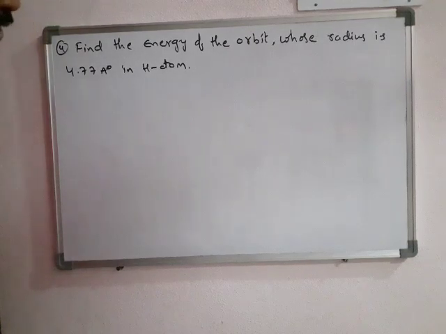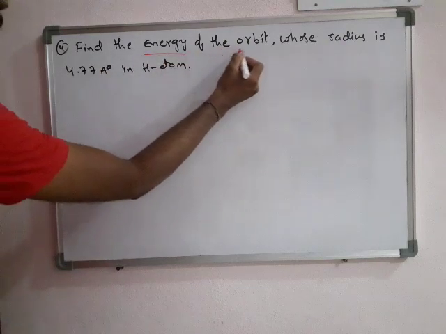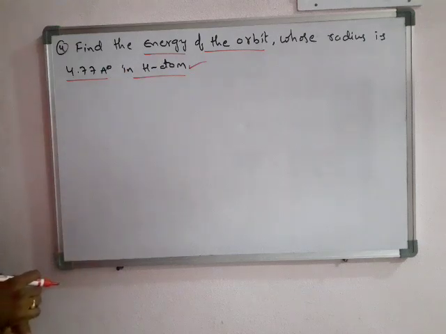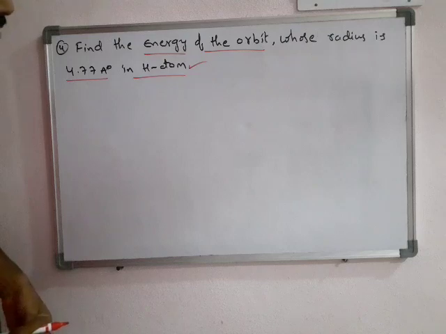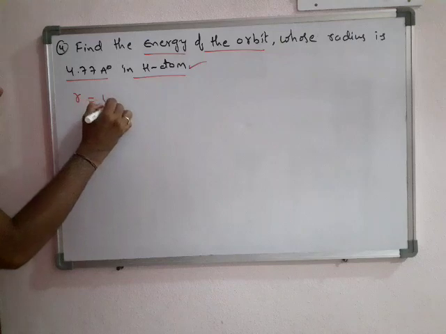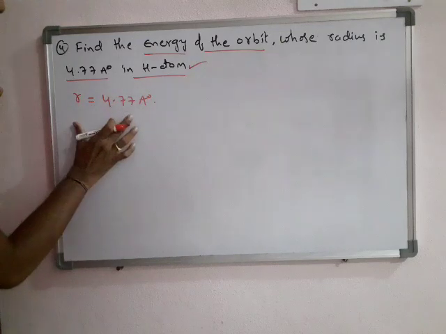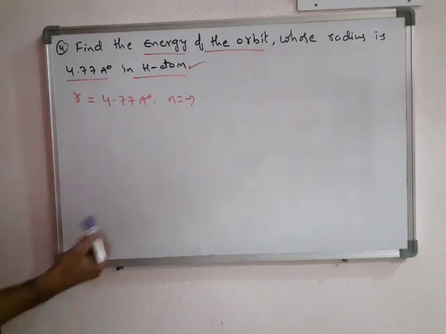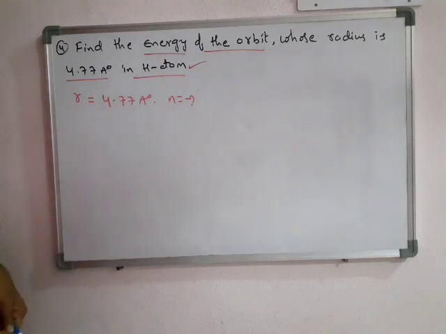So here, an energy based problem. Find the energy of the orbit whose radius is 4.77 angstroms in hydrogen atom. Okay. So here the radius is given. We need to find the energy of that orbit. How to find the number of the orbit? Here we don't know the number of the orbit, but we need to calculate the energy of that orbit with the help of the radius. Radius is given as 4.77 angstroms. With the help of the radius, we need to find the number of the orbit. Once we find the number of the orbit, we will directly get the energy of the orbit. Okay.